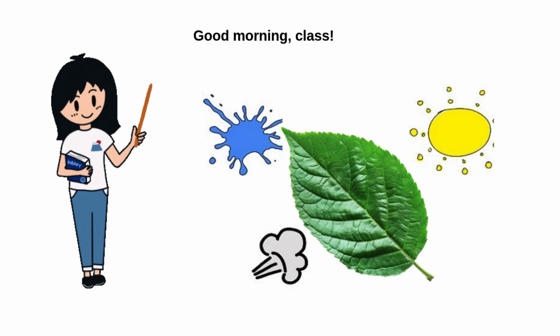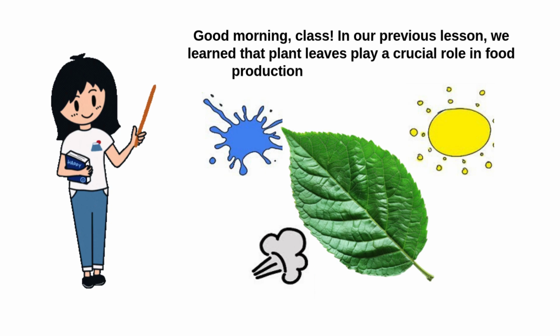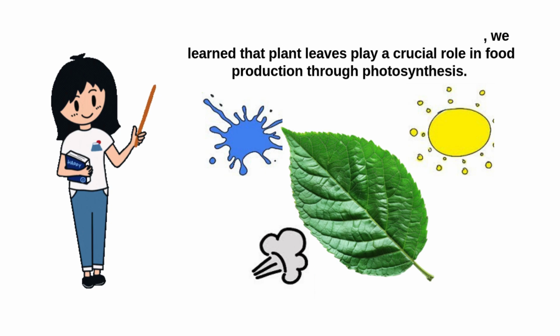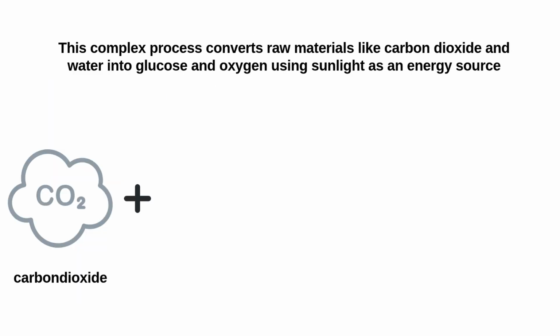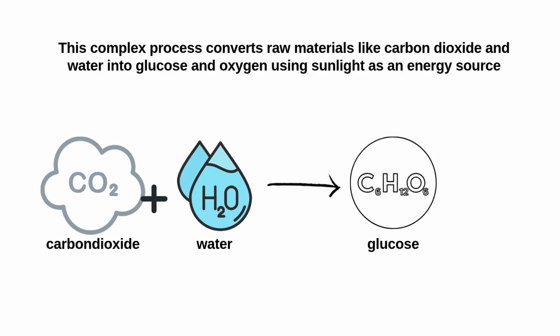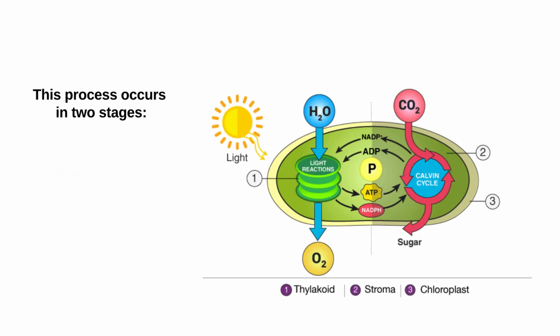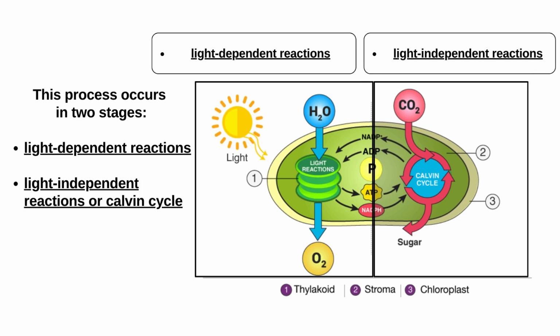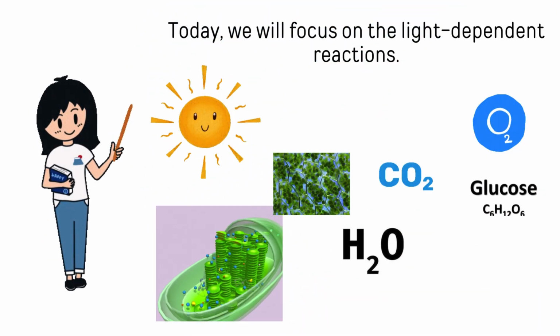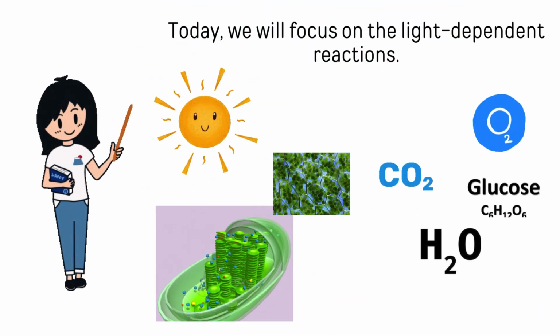Good morning, class. In our previous lesson, we learned that plant leaves play a crucial role in food production through photosynthesis. This complex process converts raw materials like carbon dioxide and water into glucose and oxygen, using sunlight as an energy source. Photosynthesis occurs in two stages: the light-dependent reaction and the light-independent reaction, also known as the Calvin cycle. Today, we will focus on the light-dependent reaction.